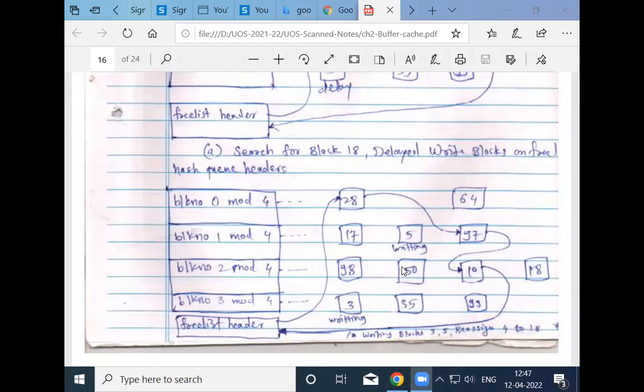So save, it may not be possible for the kernel to save immediately.